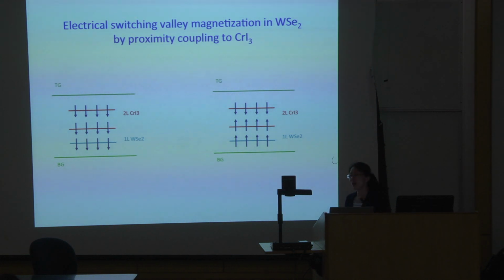Okay? So if you can do this, how do you know you have already done it? We can watch the photoluminescence, because I told you about the optical selection rule. If the magnetization points one way, it should emit one type of circular polarization light. If you go to the other magnetization direction, the polarization of emitted light should change, okay?